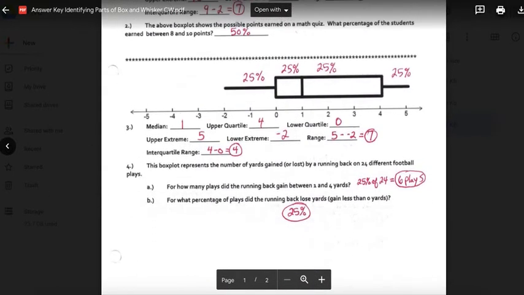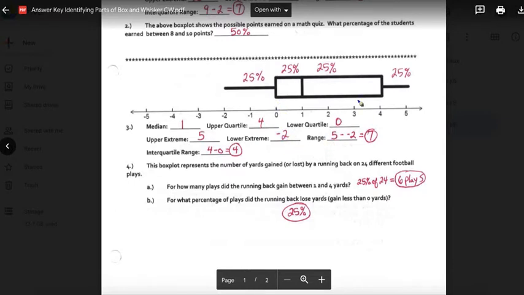Okay, let's look at 3 and 4. The bottom here, once again, I wrote 25% for each part of the box. The median, where the box is cut, is 1. Upper quartile is 4. Lower quartile is actually 0 here. The lower extreme is actually a negative number, negative 2 here.